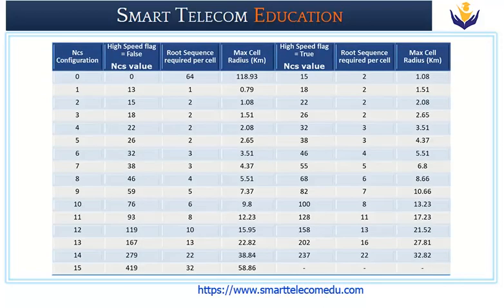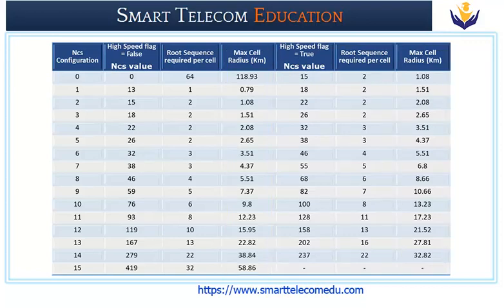The set of zero correlation zone values for preamble format 0 to 3 is presented in the following table, with the high-speed flag setting when it is set to false and true, with the number of root sequence indexes required per cell for each NCS configuration and the maximum cell radius supported by each NCS value.